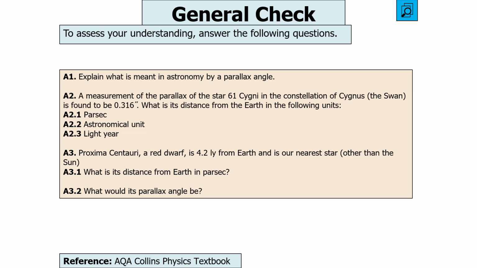Then Proxima Centauri, a red dwarf 4.2 light years from the Earth, is our nearest star other than the Sun. What is its distance from the Earth in parsecs, and what would its parallax angle be? So pause the video now, then unpause the video when you want to go through your answer.